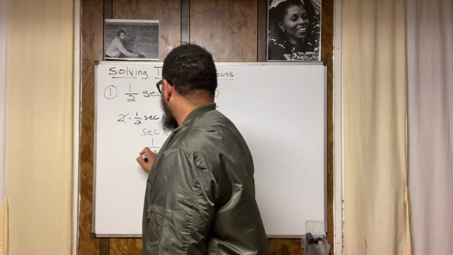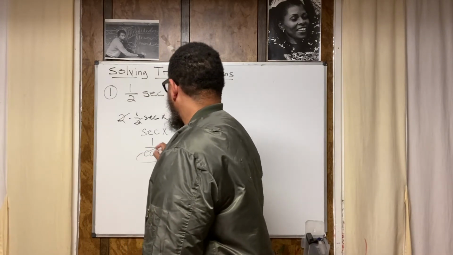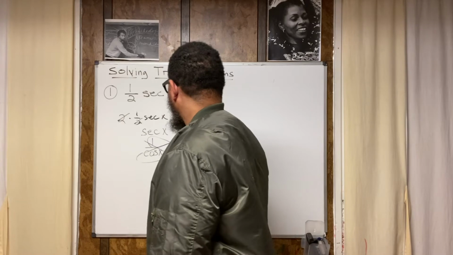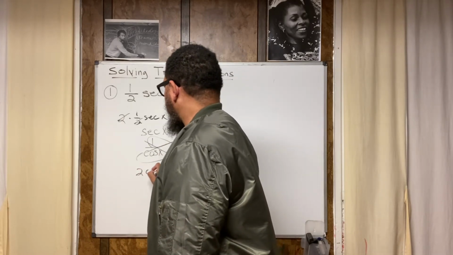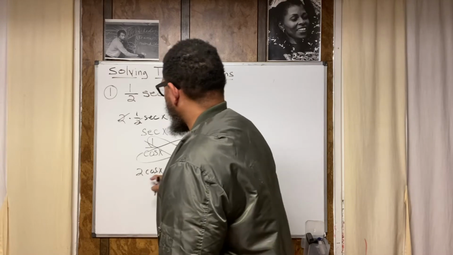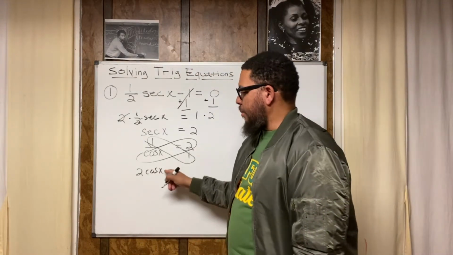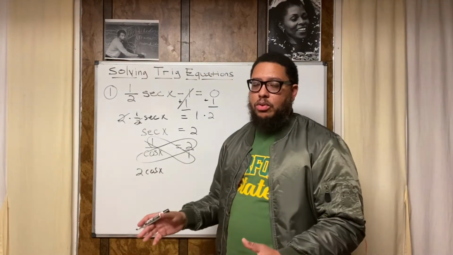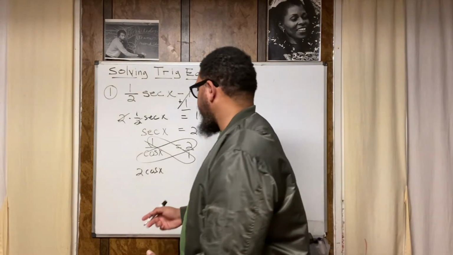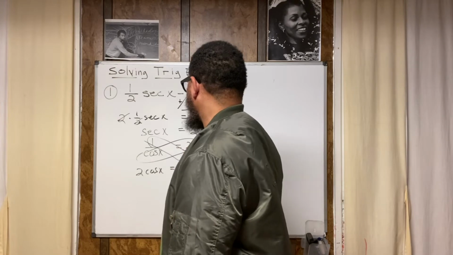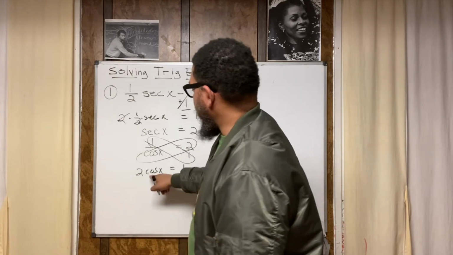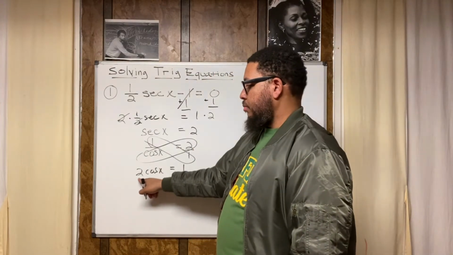I'm going to cross multiply. So I've got cosine x times 2. I'm going to put the 2 in front of the cosine x, right? Don't put the 2 after the cosine x, because that means it will be part of the angle. And it's not part of the angle. The angle is x, all right? So I've got 2 times cosine of x is equal to the product of this diagonal, which is 1.